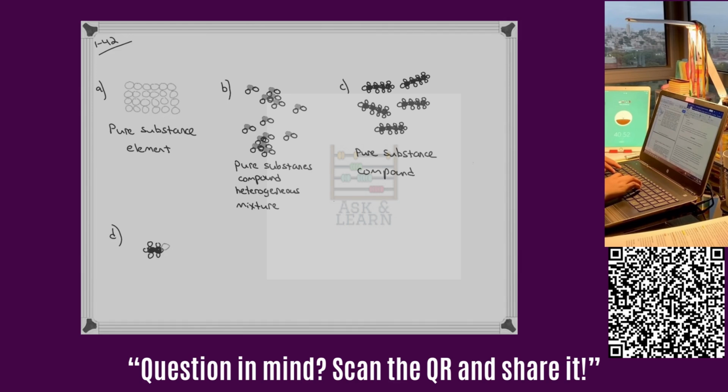And for the last one, we have several of the same type of molecules, different from the previous ones, but they're all about equidistant from each other, so we can assume that there's just one phase. Because we have the same molecule in all cases, this would be a pure substance. And because the molecule is made up of more than one type of atom, this would be a compound.